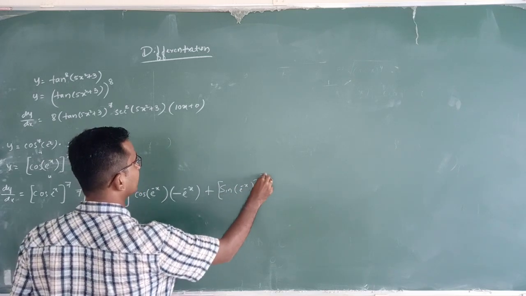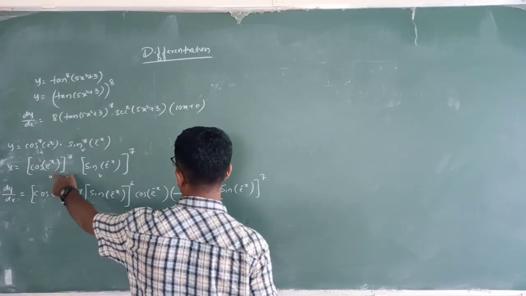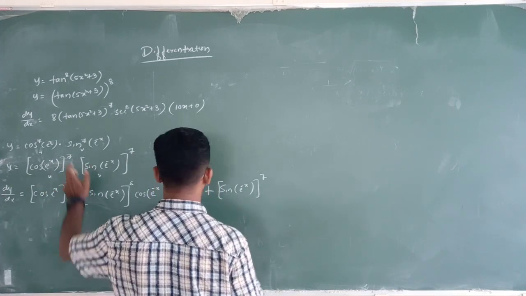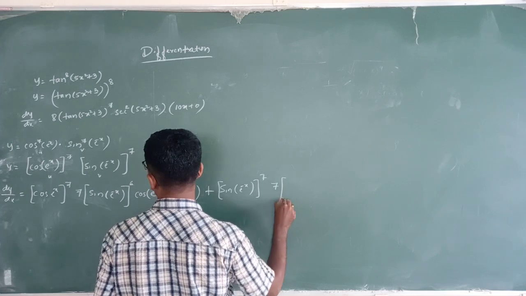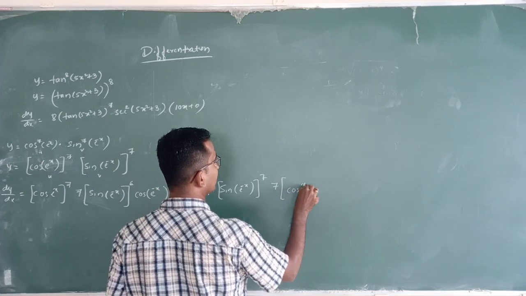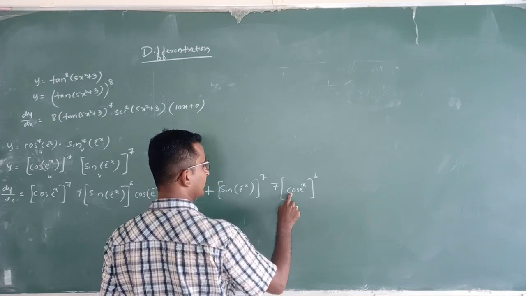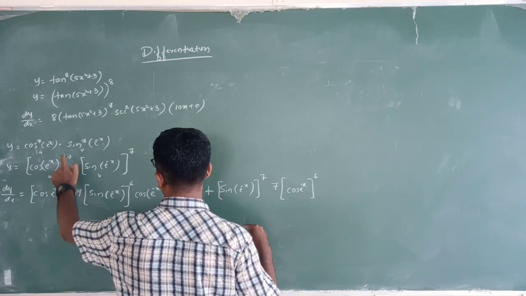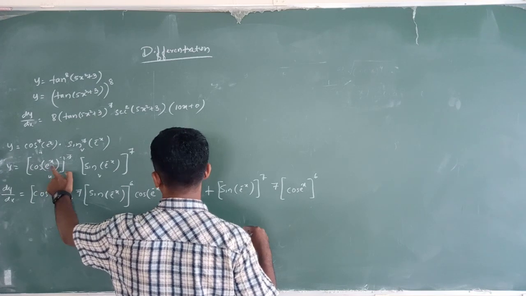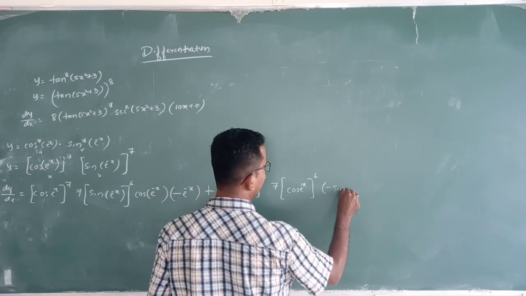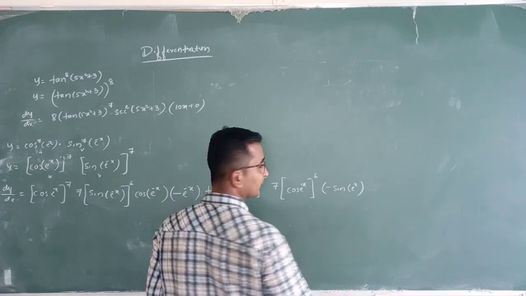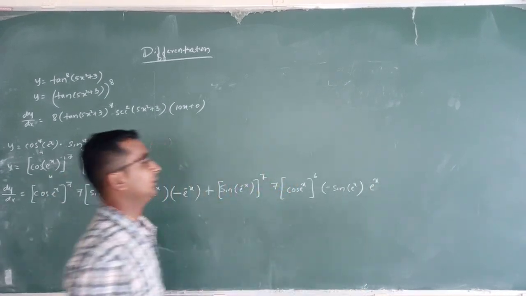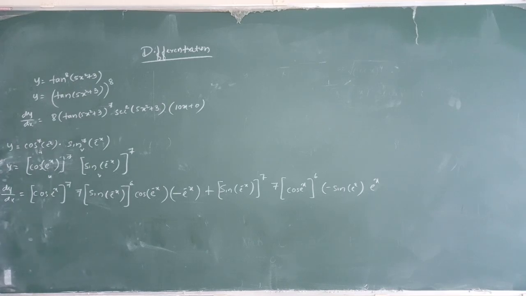Whole raised to 7 as it is. The differentiation of cos of e raised to x whole raised to 7 is, now it is in the form of x raised to 7, that is 7 x raised to 6. Then the differentiation of cos of x is minus sin of e raised to x. Correct? Then the differentiation of e raised to x is e raised to x. So this is what the differentiation is.